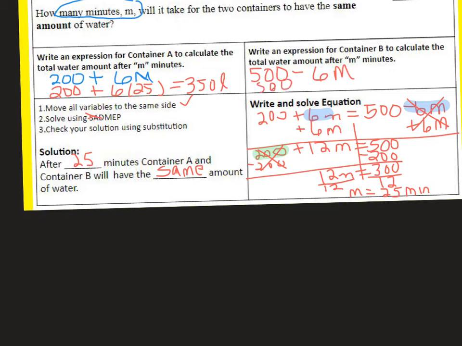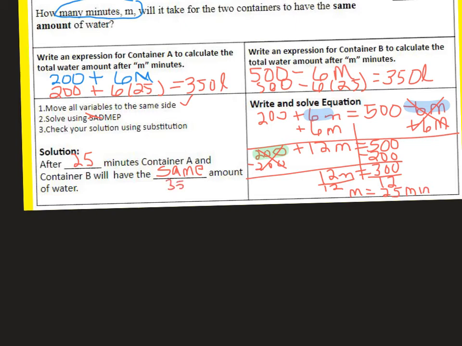Type it in your calculator. 500 minus 6 times 25 minutes. And what do you get? 350 liters. So it says after 25 minutes, container A and container B will actually have the same amount.